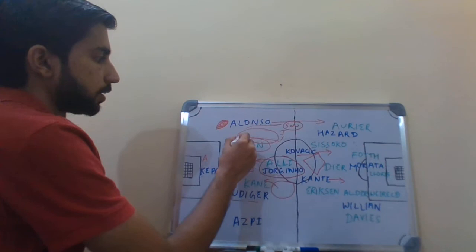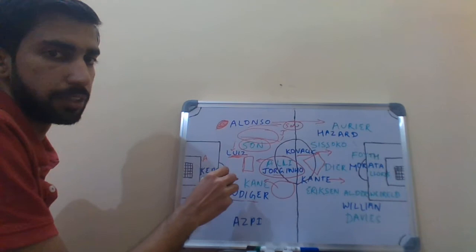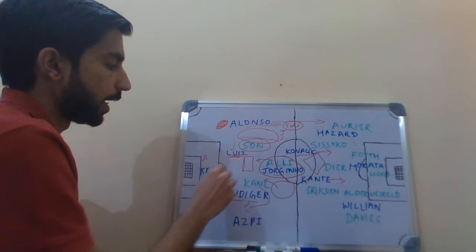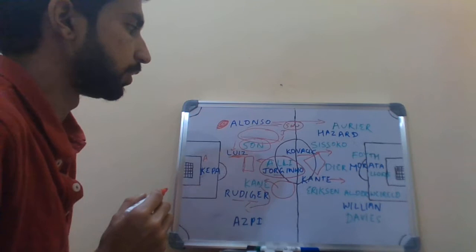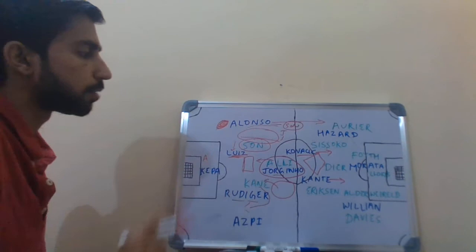Pochettino was very clever to deploy him in that region, and Kane was occupying this region around Rudiger and Azpilicueta, in between the centre backs, and Ali, as we all know, was occupying this position. So this is what Spurs did right to win the game. So just to mention how Chelsea were wrong.